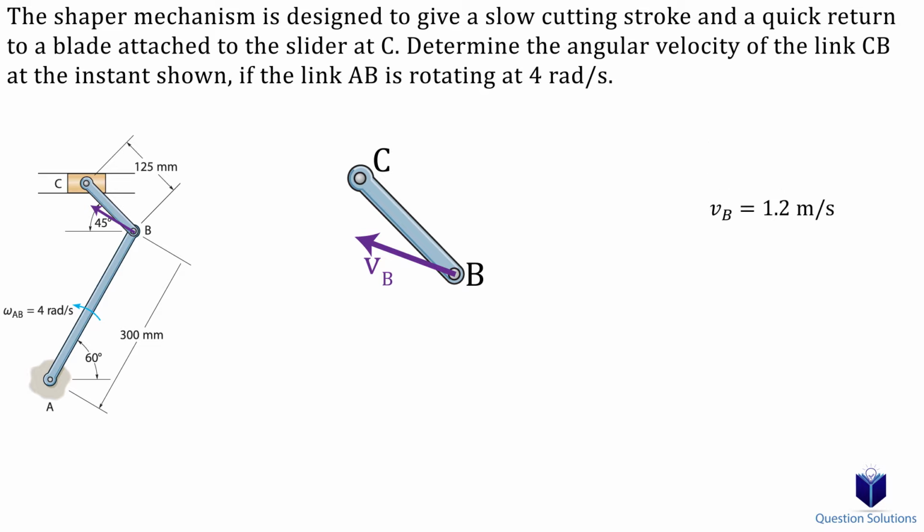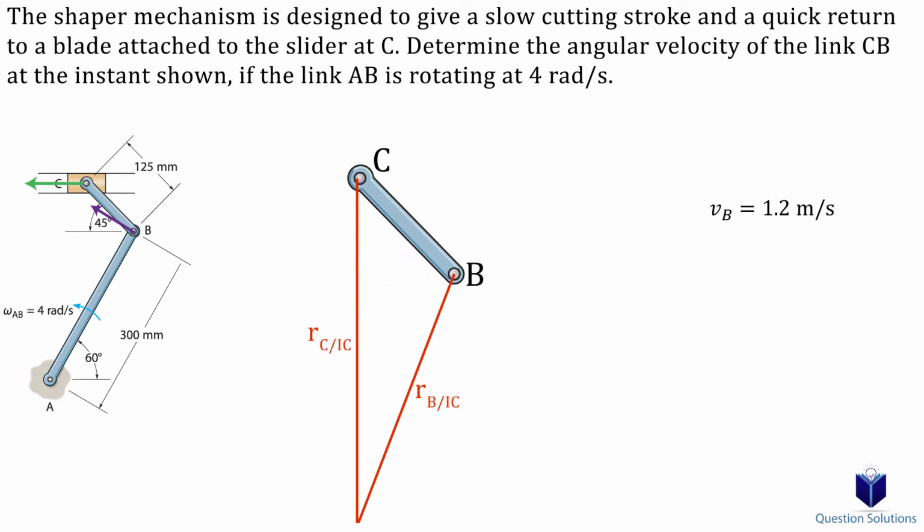For velocity at point C, we see that it must be straight along the x-axis. So to get the IC, we need to draw radial lines that are perpendicular to both of these velocity vectors. Now we need to figure out the angles inside the triangle. The very bottom angle is 30 degrees since that's 90 degrees minus 60 degrees. We also know that the top angle is 45 degrees since if we draw a separate triangle like this, we see that it's an isosceles triangle.